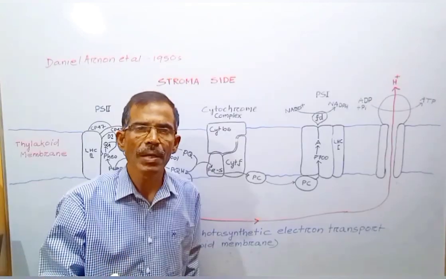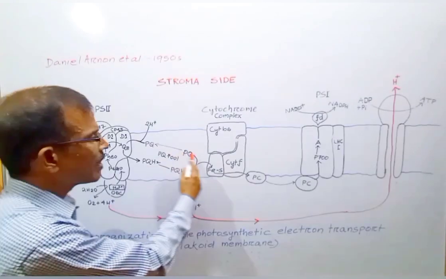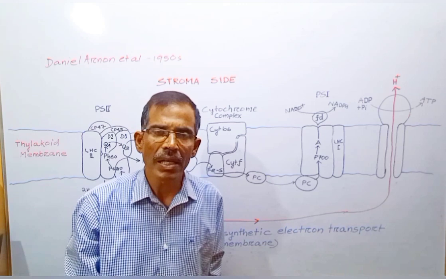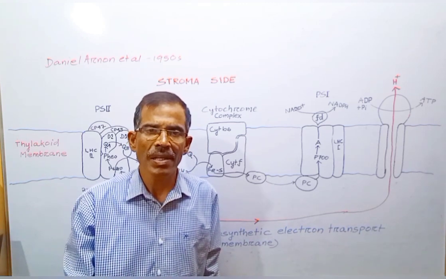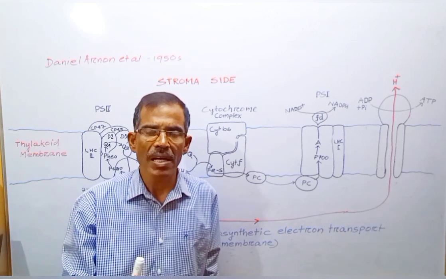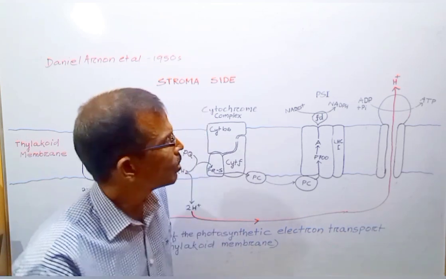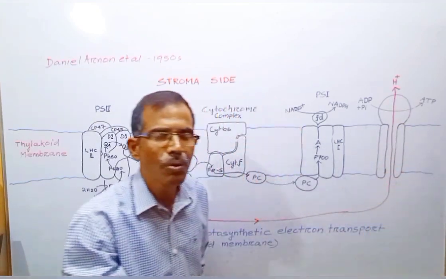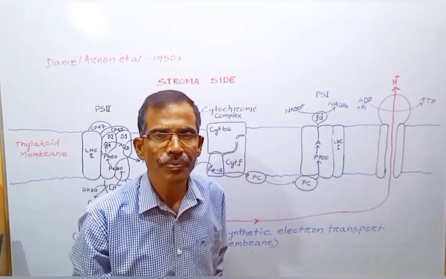Synthesis of ATP in association with non-cyclic electron transport is known as non-cyclic photophosphorylation. In photophosphorylation, ATP is synthesized from ADP and inorganic phosphate with the help of the enzyme ATP synthase, which is also present in the thylakoid membrane.